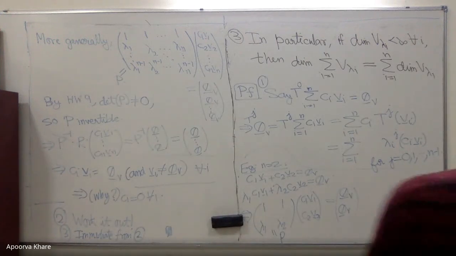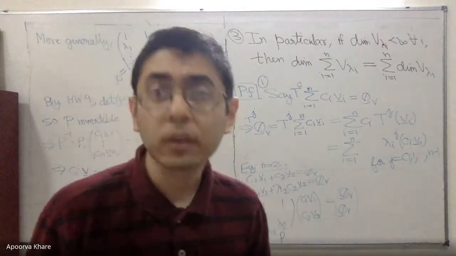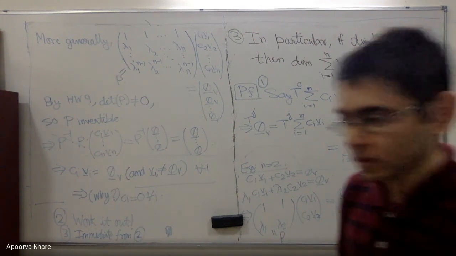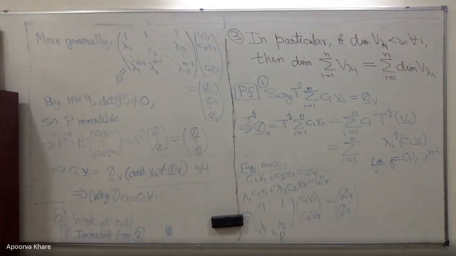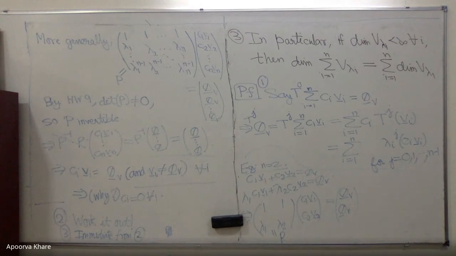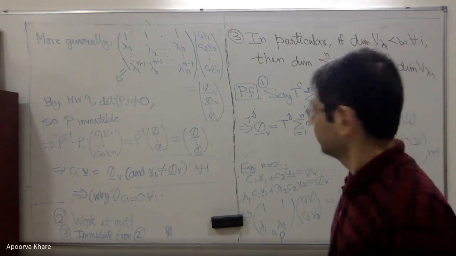Now that's it. Now we come to diagonalizable maps, and hold on. I never remember what time it started. About 40 minutes left. Okay. So, diagonalizable.